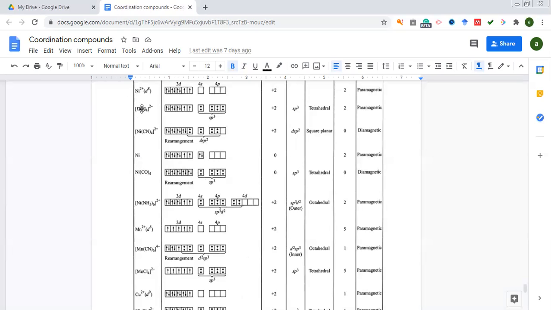In the next, third example, see. This is with a weak field ligand. This is with a strong field ligand. And in the first two cases, nickel resides with +2 charge. But in this case, with nickel tetracarbonyl, the charge of nickel is 0. Why? Because carbonyl is a neutral ligand.